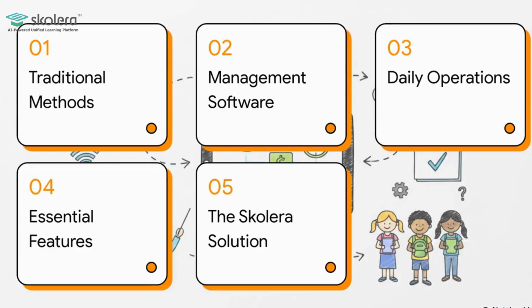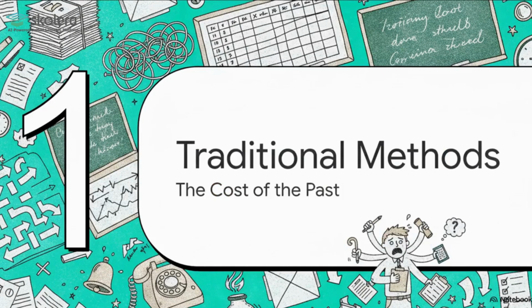So here is our roadmap for today. 1. The cost of traditional methods. 2. Enter school management software. 3. Transforming daily school operations. 4. Essential features to look for. And finally, 5. The Skolera solution. Let's start with Section 1, the cost of traditional methods.